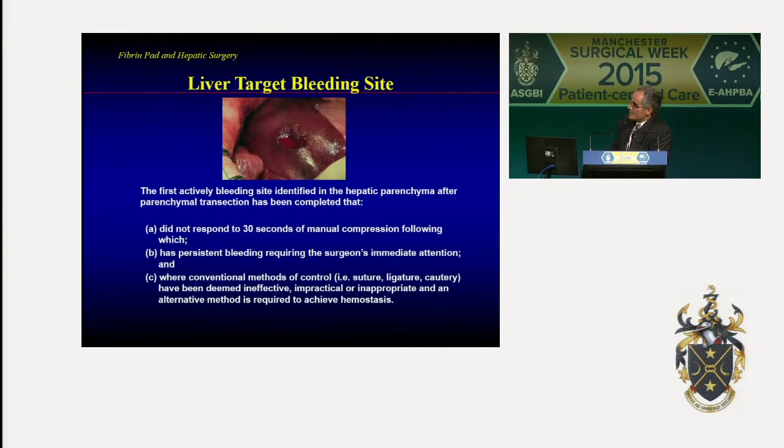This is a demonstration video of a target bleeding site following a non-anatomical resection. This is the sort of site that needed to be identified by the surgeon intraoperatively, and it needed to meet those 3 criteria: it didn't respond to manual compression following over 30 seconds, was persistent and required the surgeon's input, and preferably where conventional measures of control were inappropriate.